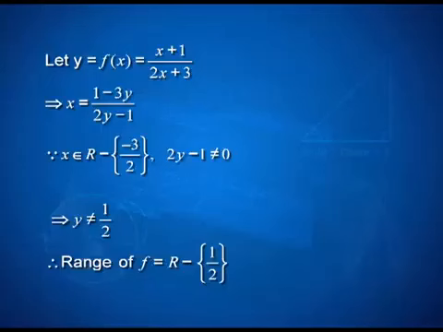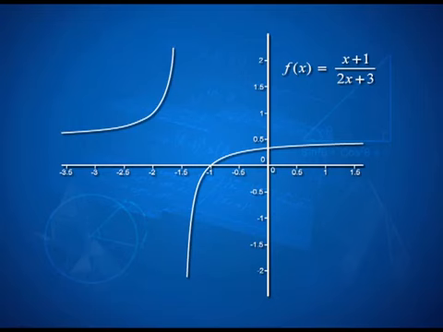So, both domain and range are actually the entire set of real numbers except for a particular number. For domain, negative 3 by 2 is never touched on, and for range, half is never attained. So, the output never results in 1 by 2. Does that affect the shape of the graph? Definitely. The graph of this function looks something like this. Maybe you have never tried and plotted such a function earlier.